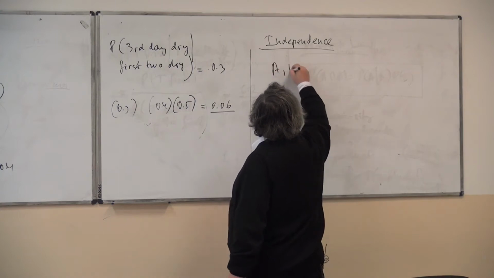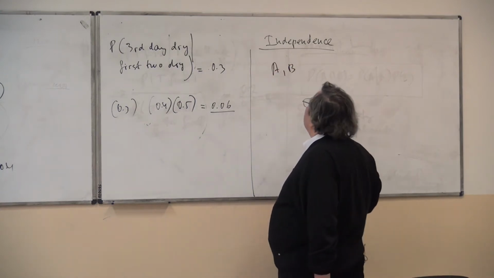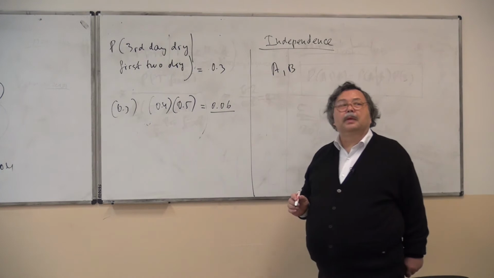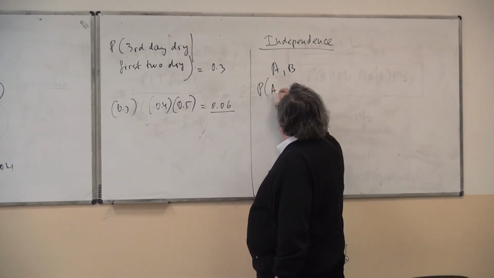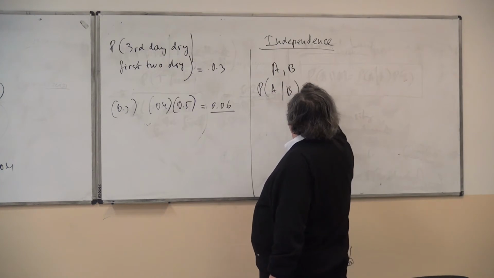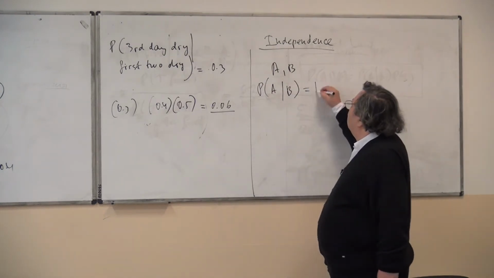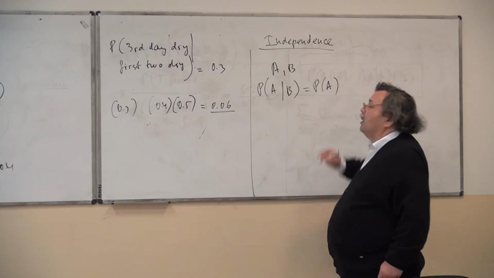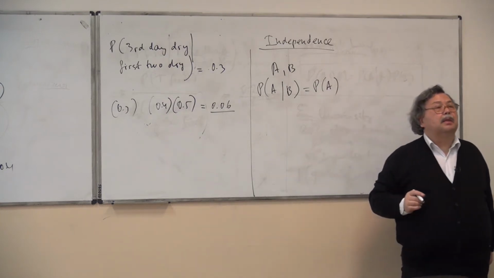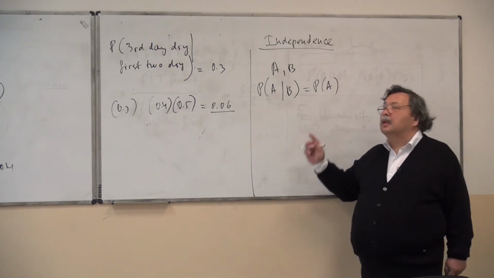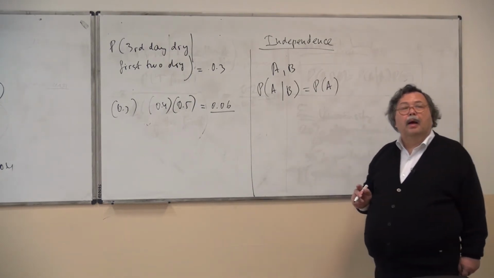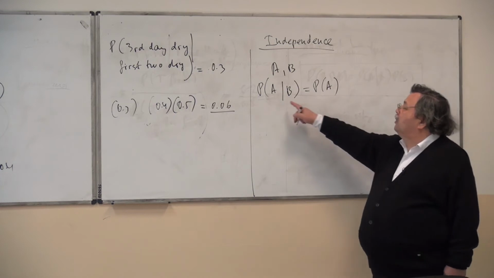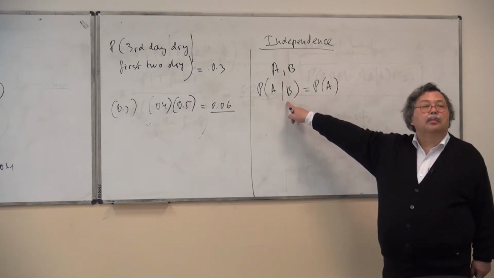Suppose we have two events A and B. The conditional probability of A given B is, well, is this, and if it's the same as just A, the probability of A, then we say that events A and B are independent. Okay? Now, what do we get if we substitute the right formula for this?